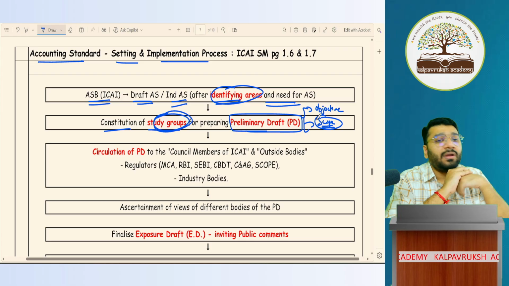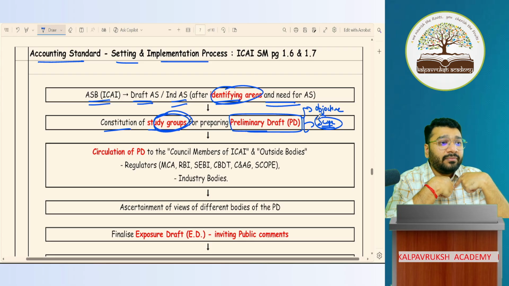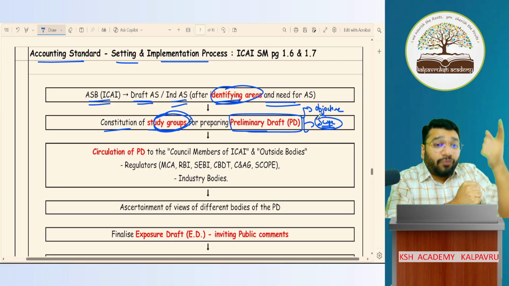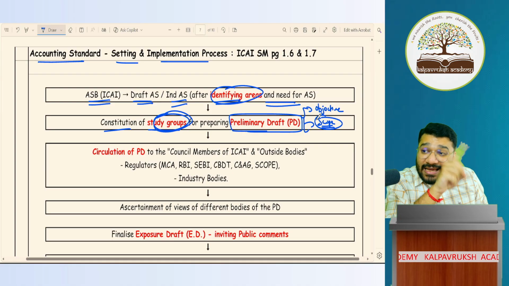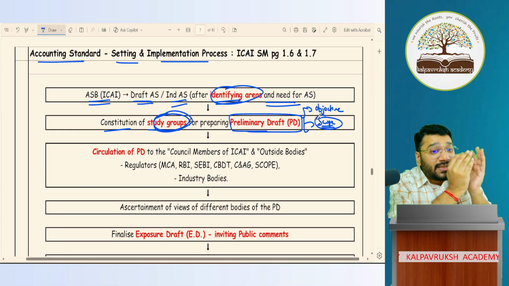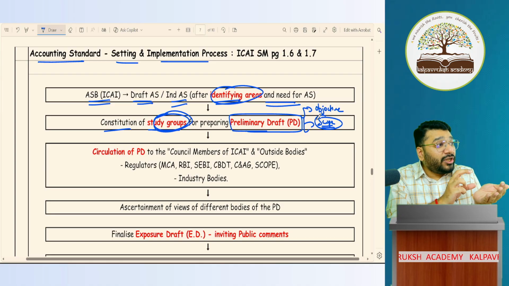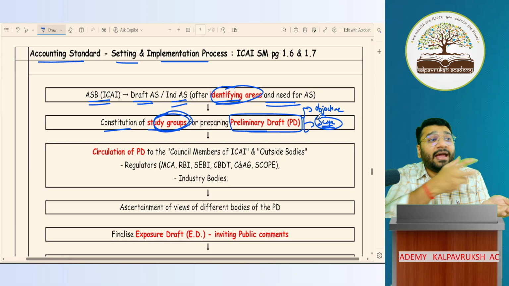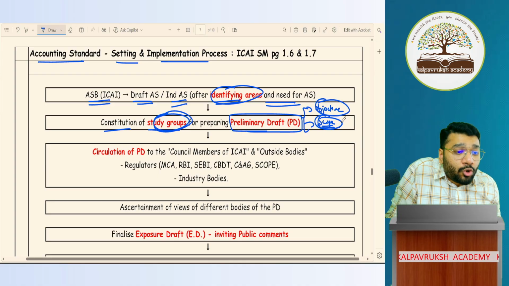AS9. However, if I'm into construction business, undertaking a construction contract, then how to record revenue is not covered in AS9. For that, a separate AS has been prepared, which is called Accounting Standard 7. So in AS9, they very clearly told what is covered in this standard and what is not covered. So they have to mention what is the scope of this AS, where this AS9 is applicable and where it is not applicable.